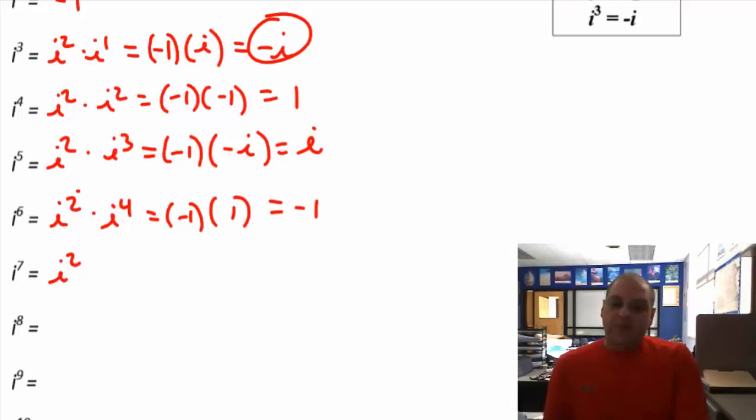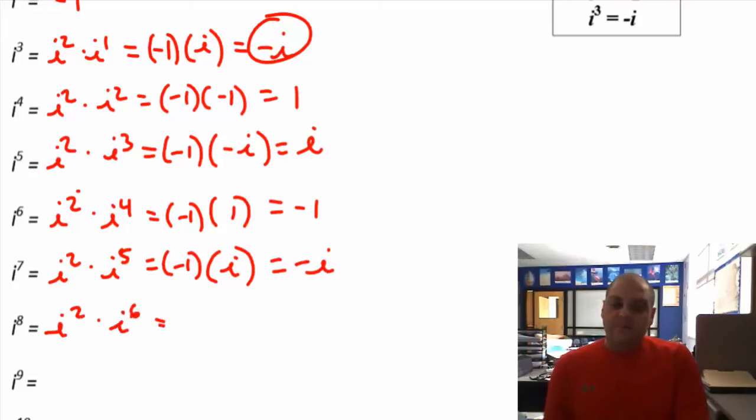i to the seventh will be i squared times i to the fifth. i squared is negative 1. i to the fifth we said was i, just referring back to this. Negative 1 times i is negative i. i to the eighth is i squared times i to the sixth. Add exponents, right? Negative 1 times, we said i to the sixth was negative 1. Negative 1 times negative 1 is 1.